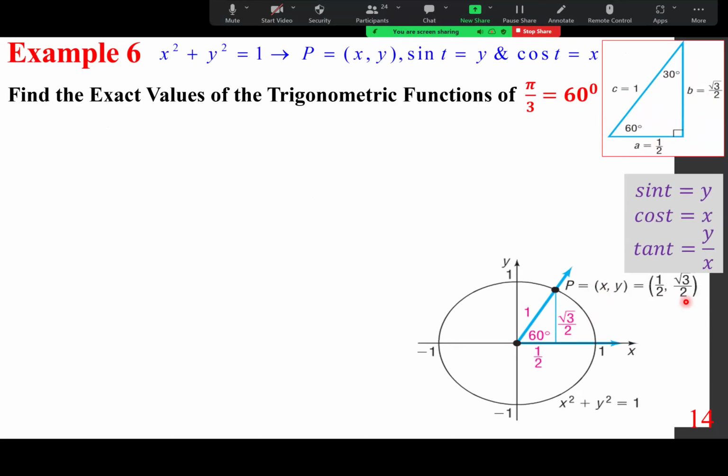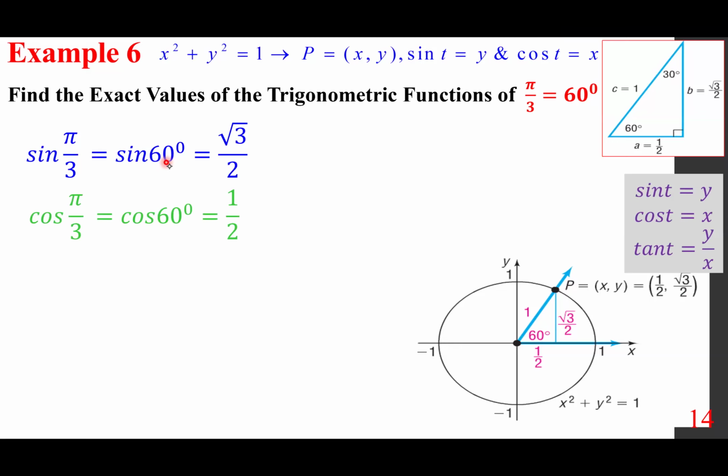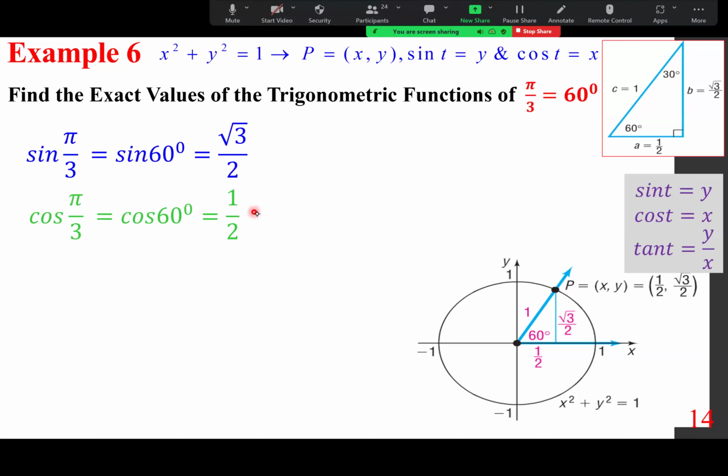So using that, sine of pi over 3 or sine of 60 is square root of 3/2. Therefore, cosine is 1/2. The rest of them are easy to find. You know what to do. Tangent is sine over cosine. Makes it square root of 3.